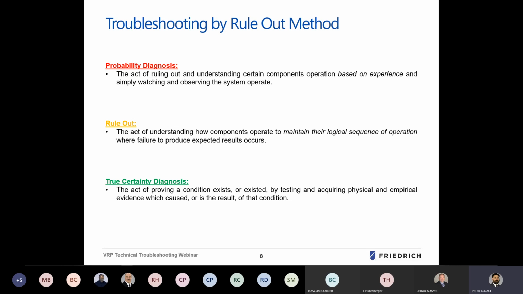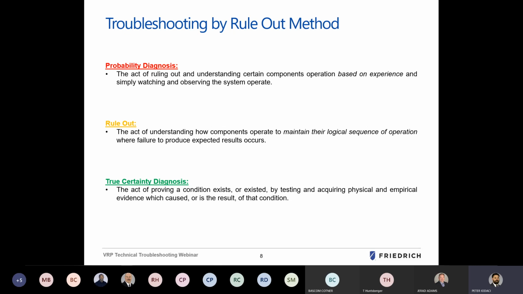So a good example is you set your VRP to cooling, and you would expect the outdoor fan to come on, and then you expect the compressor to start. So when those events don't happen, then we can start to say that probability diagnosis, and maybe something with the fan, or maybe something with the compressor, and we need to start to rule those components out.